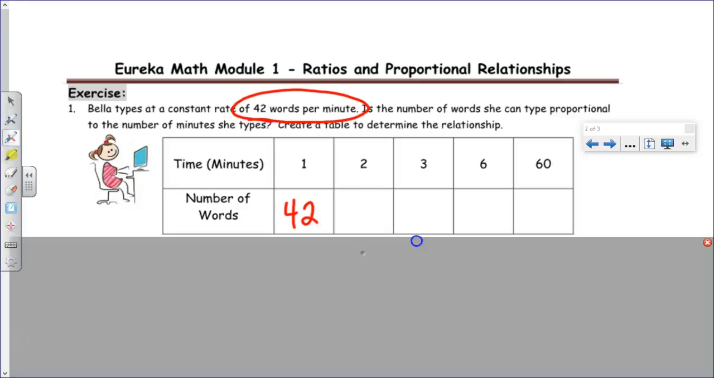Go ahead and fill in the rest of the table and see if you got the numbers correct. Pause it, of course, if you need to, because I'm going to go ahead and fill them in now.